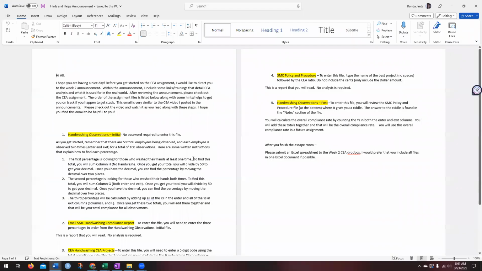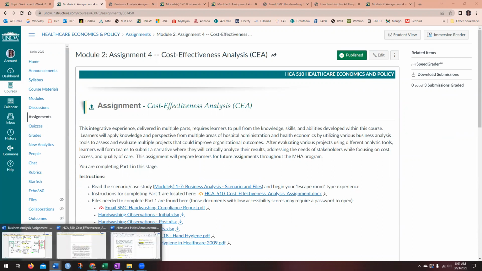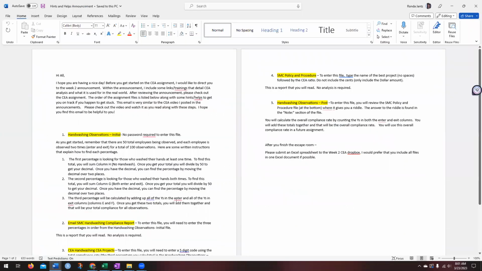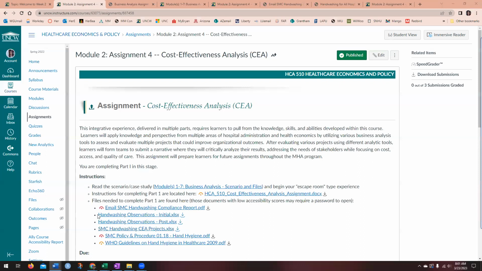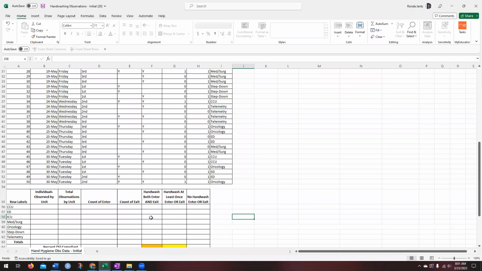And so in this email, I have the list of documents that you're going to want to go into because as we've seen with the project, there's just a bunch of links, and some of them have passwords on them. We don't know how to get in there. And so this document will help you know where to start. So the first document you're going to open is hand washing observations initial, and there's no password required to enter this file. And so let's go back over, and that is what this looks like right here, hand washing observations initial. And so we're going to pull that up, and it's going to look sort of like this.